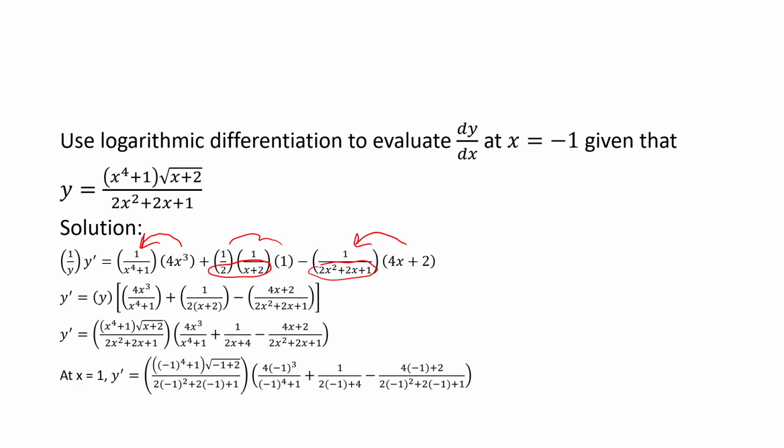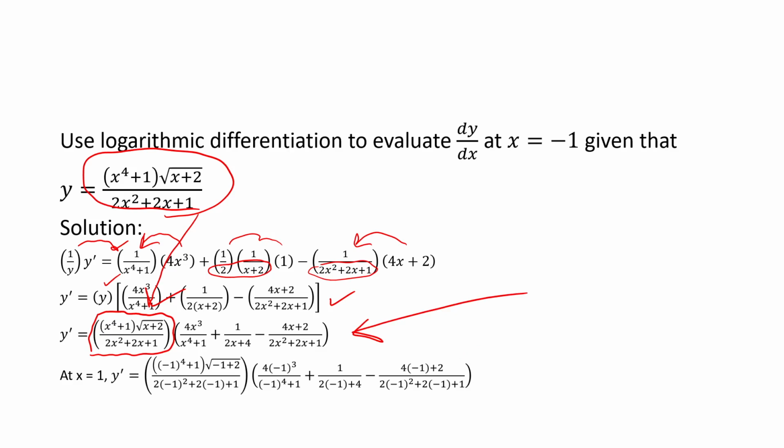So we can simplify, but we can also at the same time multiply both sides by y. And then we can sub back in for what y actually is. That's given in the question. y is actually equal to this expression. So we plug that in here, and we have this lengthy expression for y prime.